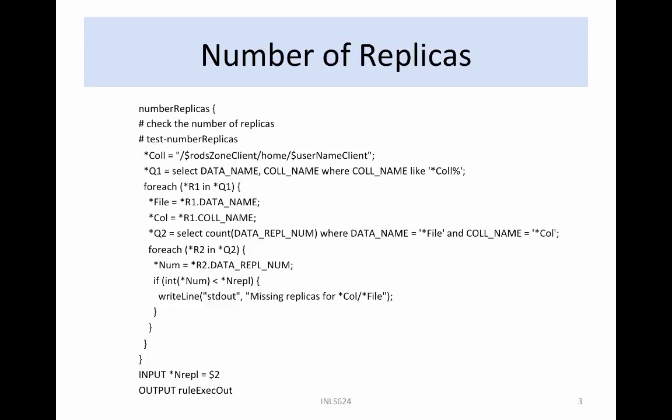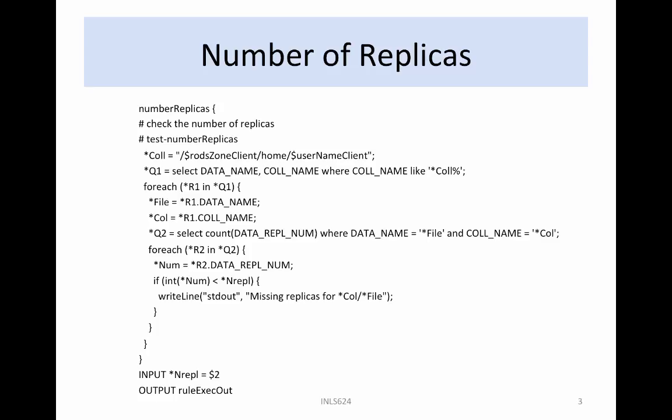The rule to check the number of replicas is shown here. The rule follows the standard rule structure. The home collection name is defined from the session variables. A query is made for all of the files stored in the home collection. For each file in the result set, a query is constructed to count the number of replicas. If the number is less than the required number, an error message is printed out.